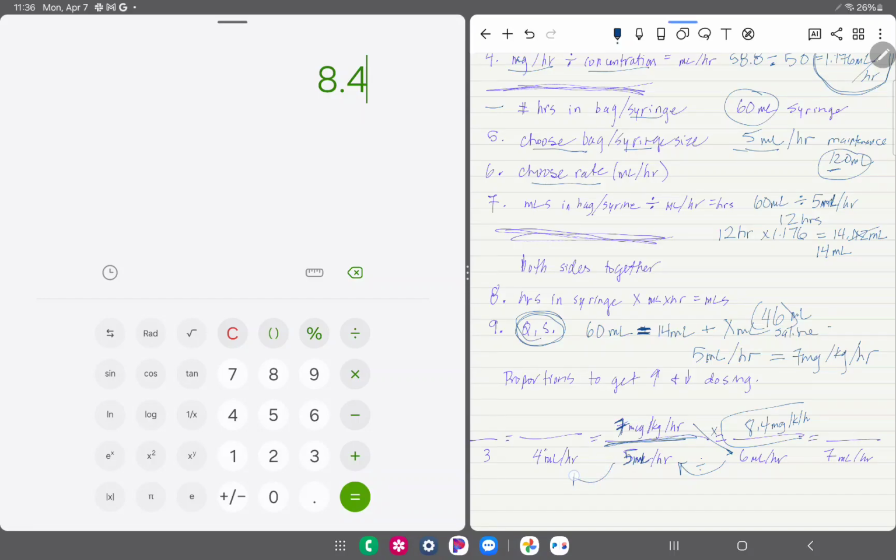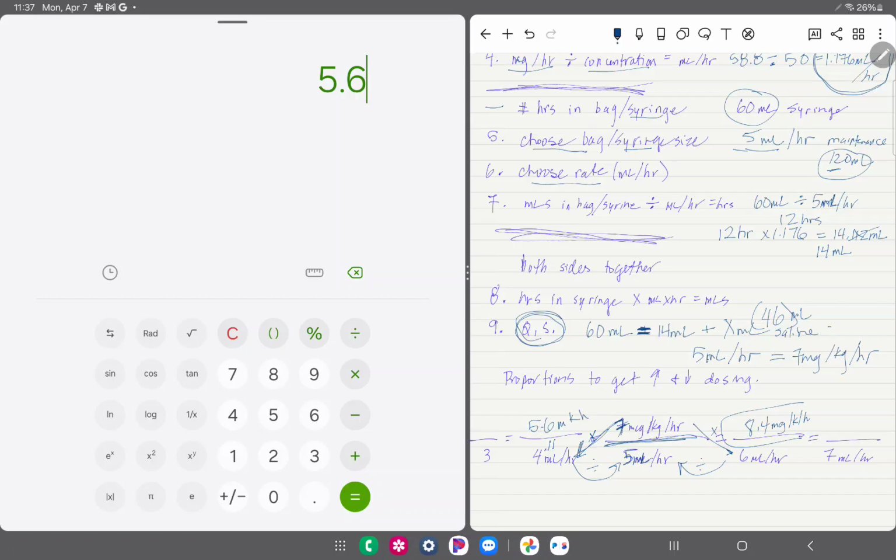Now let's say I have to go down, right? He's not having a good time on 7 mic. I maybe overshot the mark. That's okay. Again, opposites are going to be times, and straight across is going to be divide. So if I take 7 times 4 divided by 5, I'm going to get 5.6 mic per kg per hour. So now I know, I said I turned it down to 4 mils an hour, which is equivalent to 5.6 mic per kg per hour.